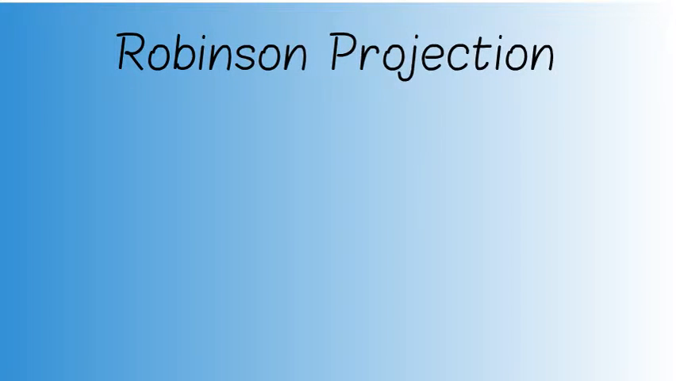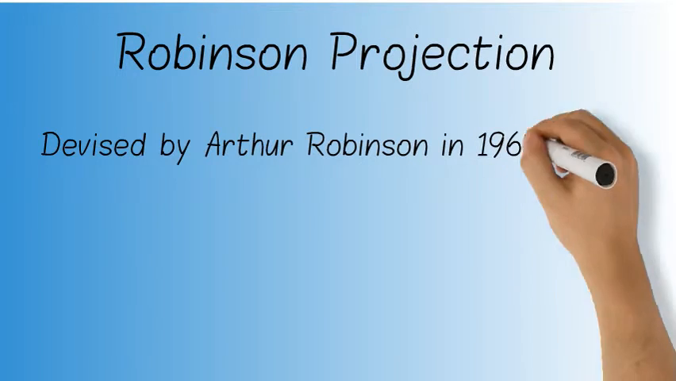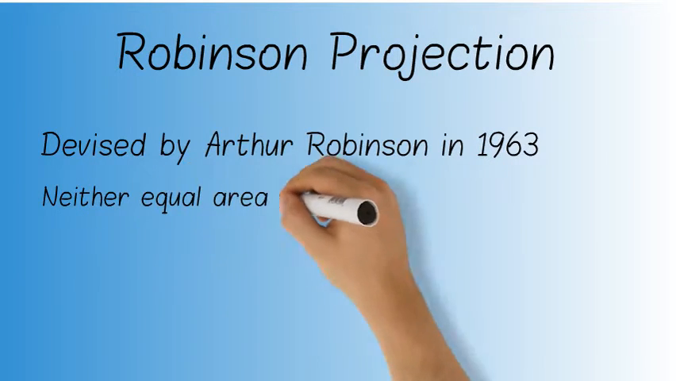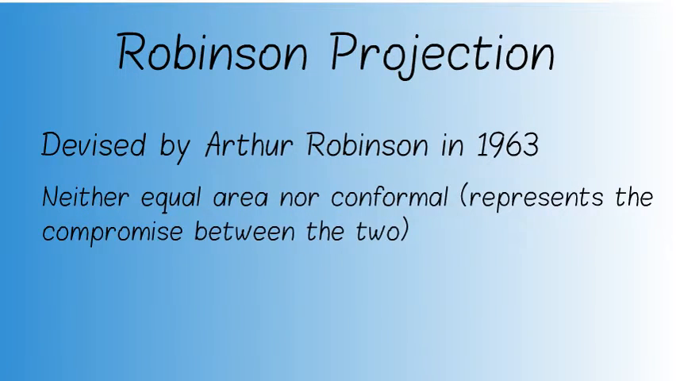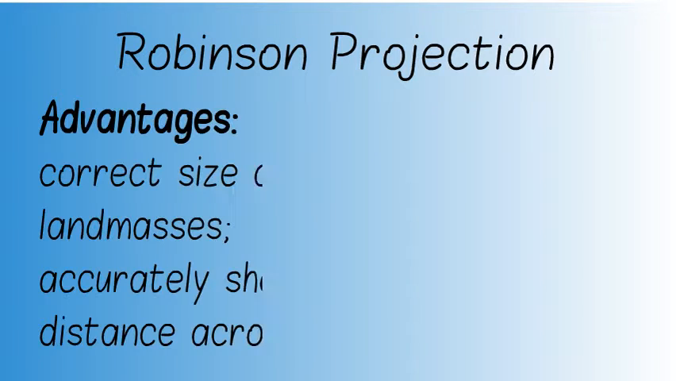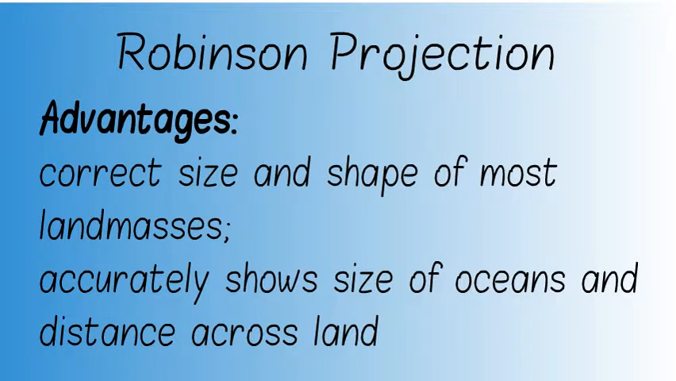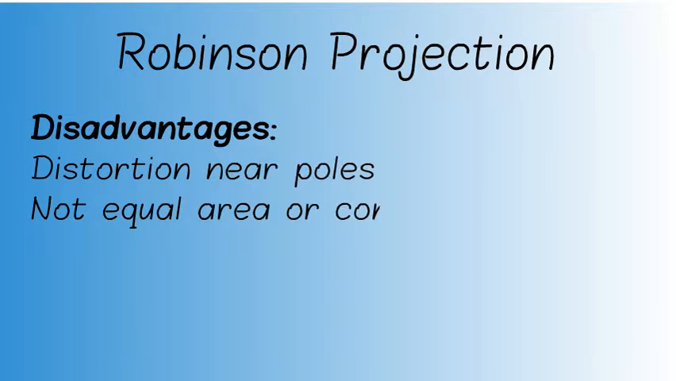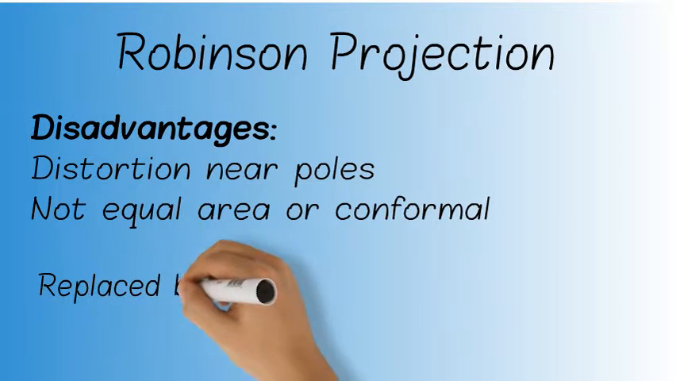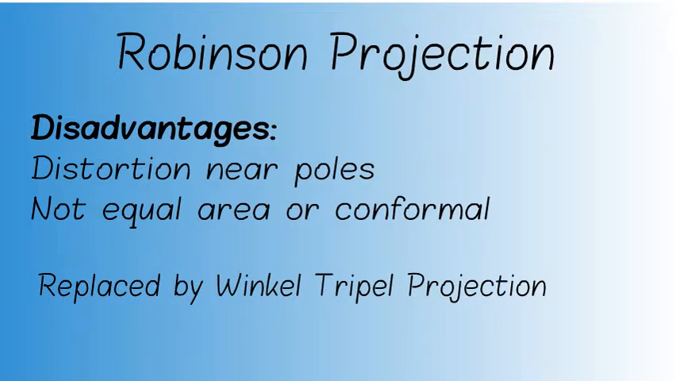The Robinson projection. Devised by Arthur Robinson in 1963, this projection is neither equal area nor conformal, rather represents the compromise between the two. The advantages: correct size and shape of most land masses, and it accurately shows the size of oceans and distance across land. Disadvantages: distortion near poles, not equal area or conformal, replaced by the Winkel-Tripel projection.